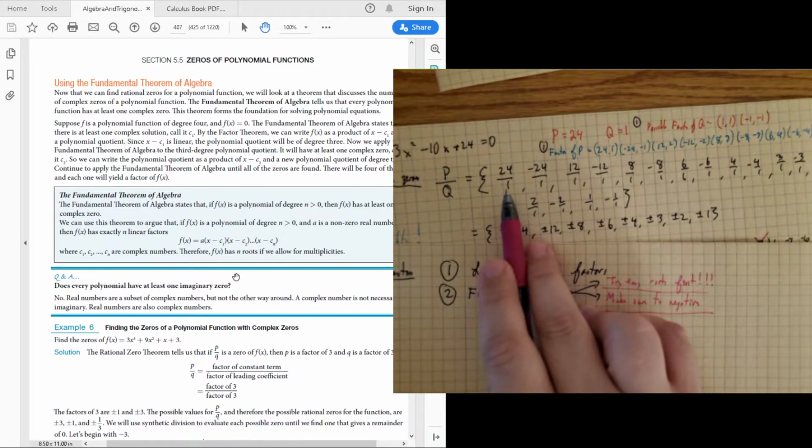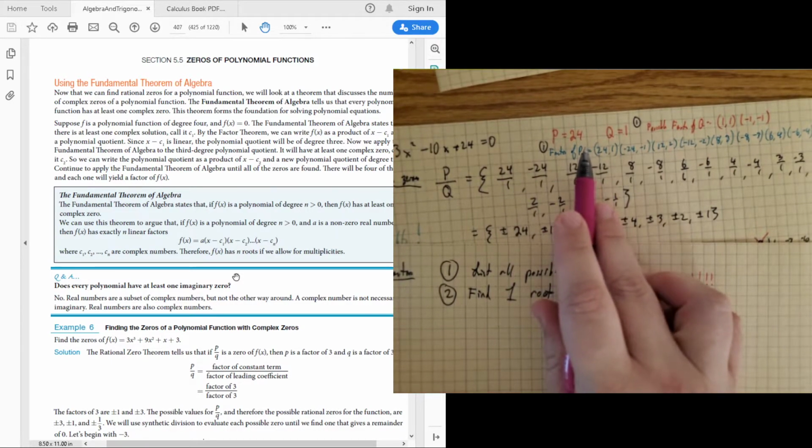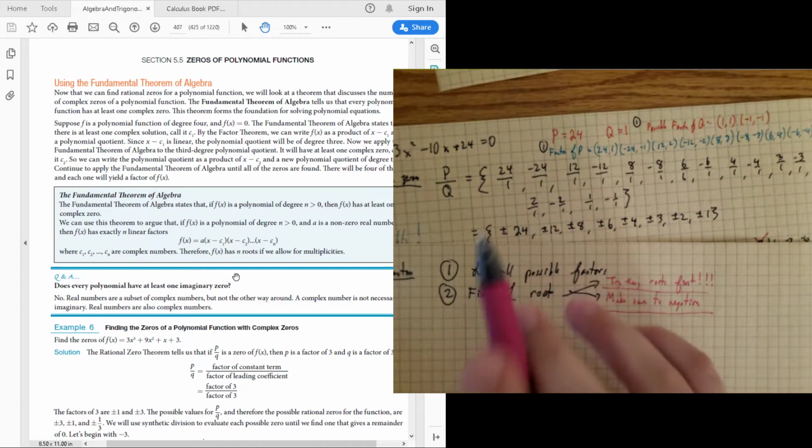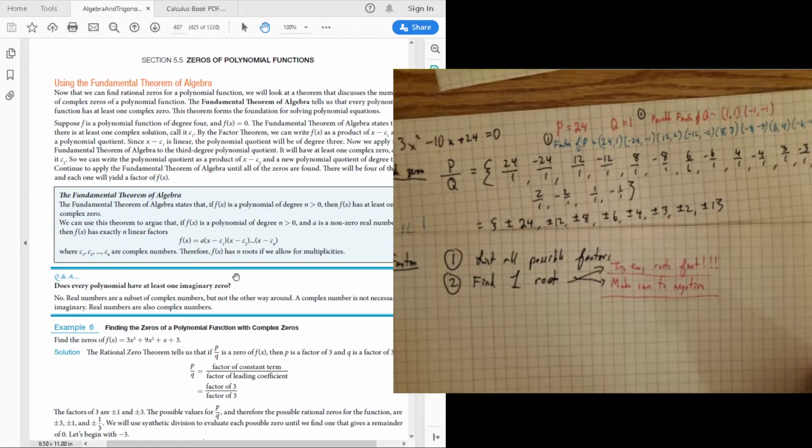So we found 24 by doing a factor of 24 is 24, obviously. A factor of 1 is 1. 24 divided by 1 is 24. But 24 and negative 24 also work.